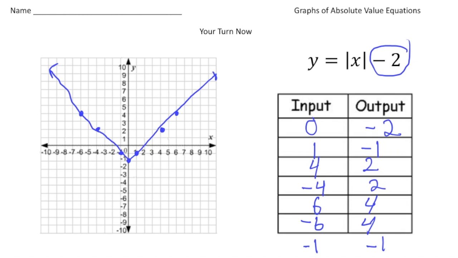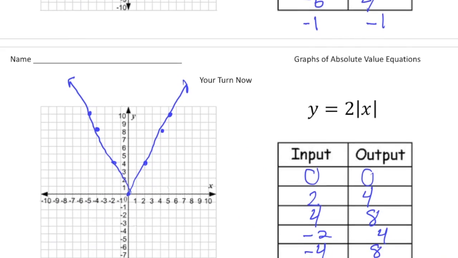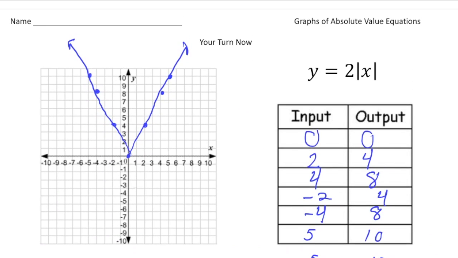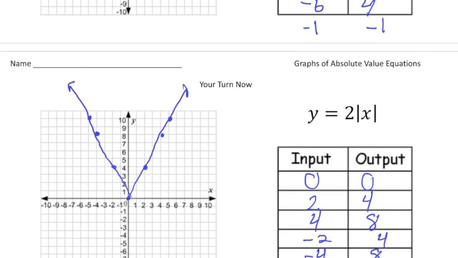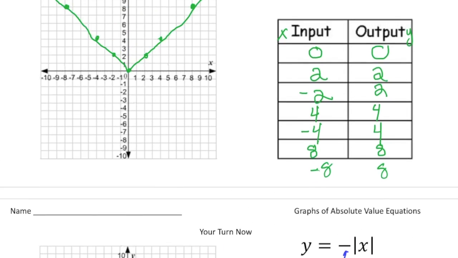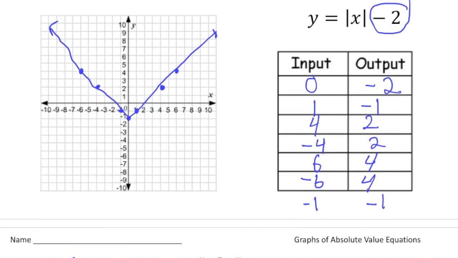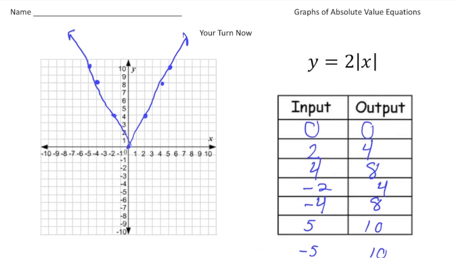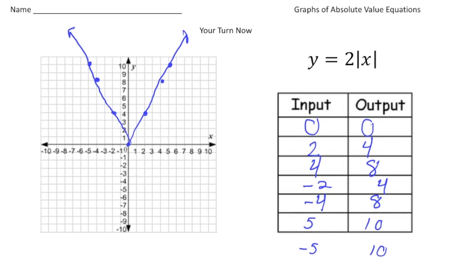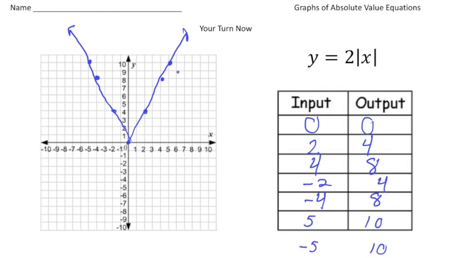And then the final one was y equals 2 times the absolute value of x. And the impact of the 2 here is it made the graph get a little bit more narrow. So again, if you compare this graph to the first graph we did, look how wide that graph is compared to this graph. So the impact of the 2 on the outside makes the graph more narrow. All right, how'd you do?